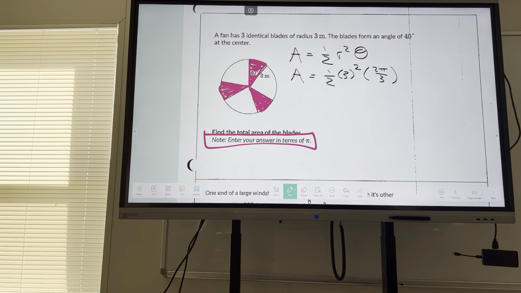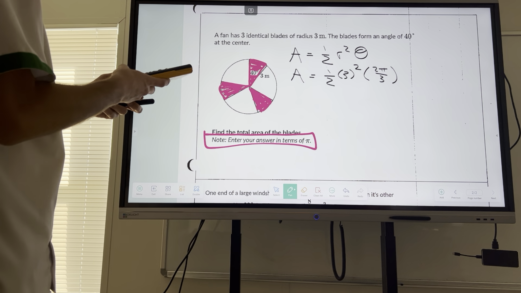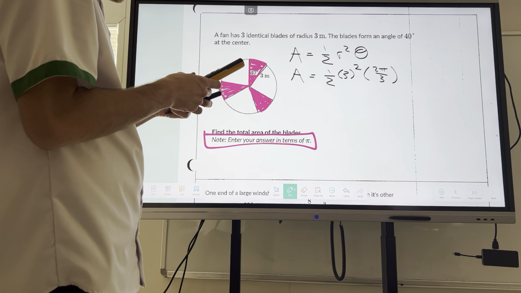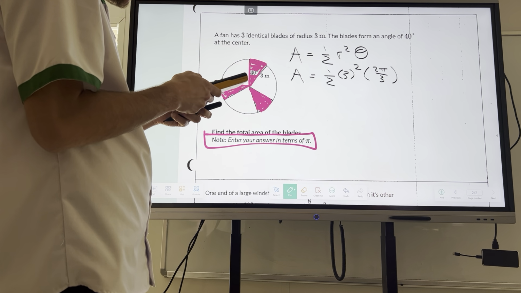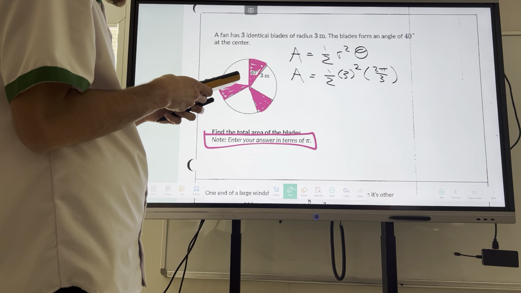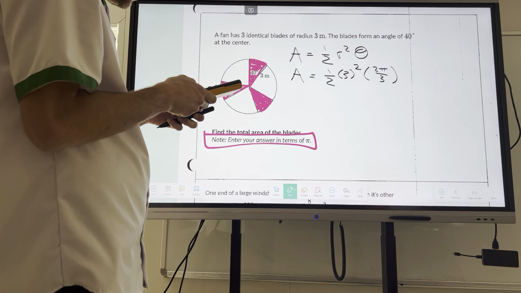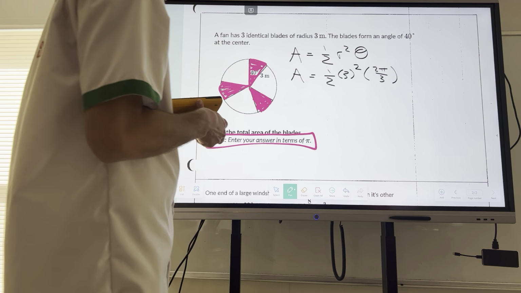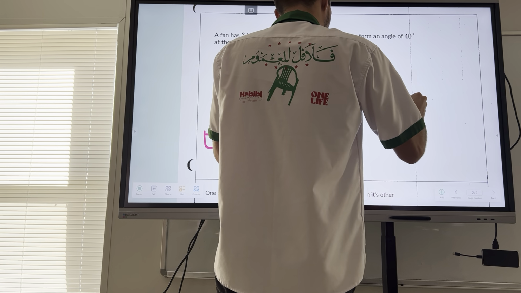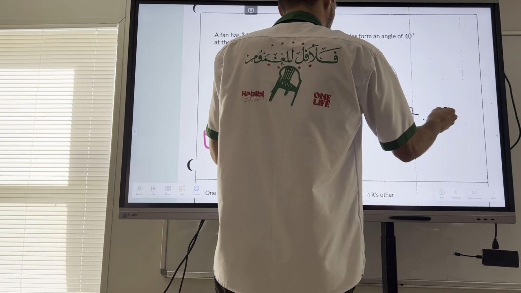First, let's just type the whole thing into Desmos and see what we get. Sorry, I'm in Algebra 1 brain. One half times 3 squared times 2 pi divided by 3. I got that the area equals 9.4247, blah, blah, blah.